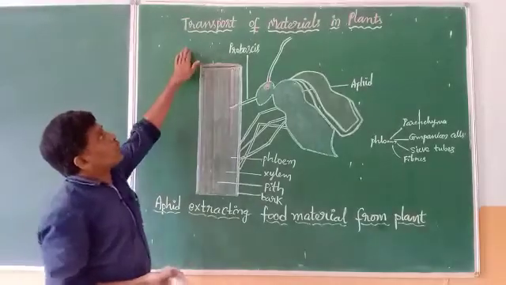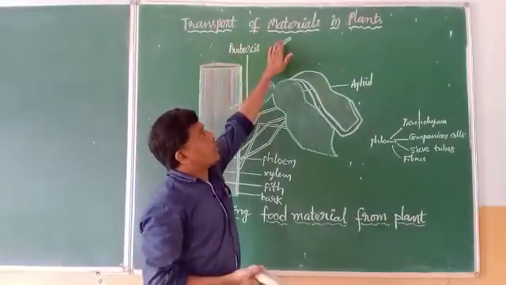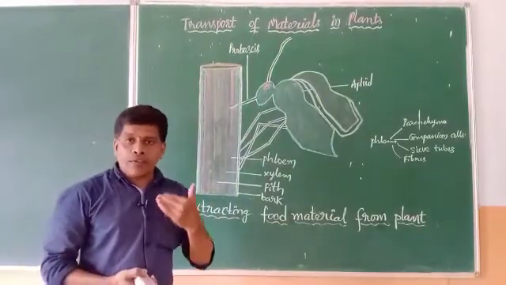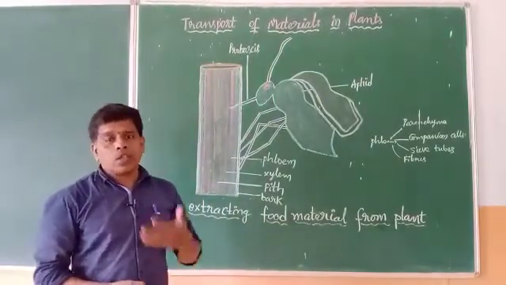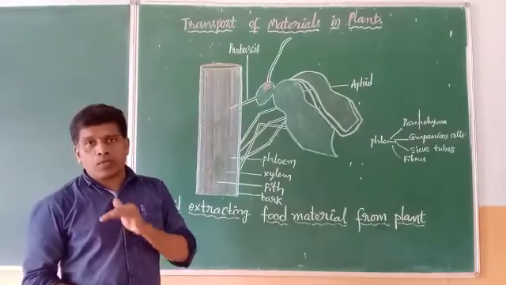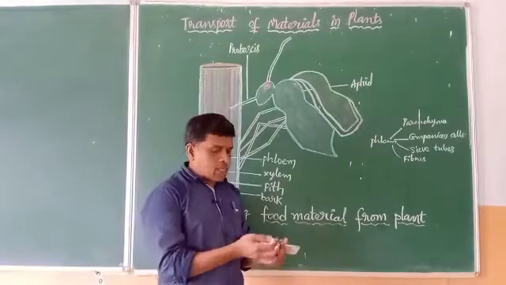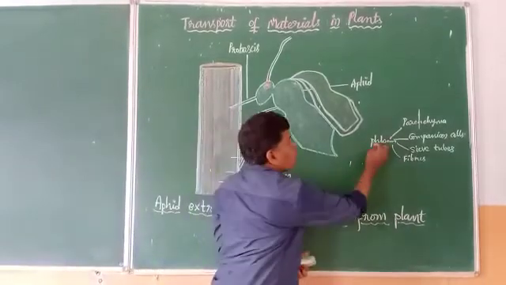Let us move to the next part, that is the transport of the minerals in plants. So already we know that water is required and even food is required for the growth of the plant. So liquid conduction or transport of the liquid material is because of the xylem, just now what we have seen. Now moving to the next complex tissue, that is called as the phloem.